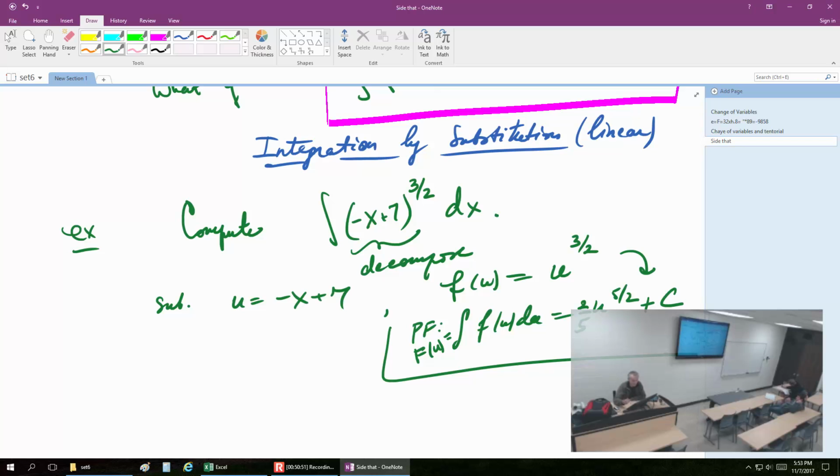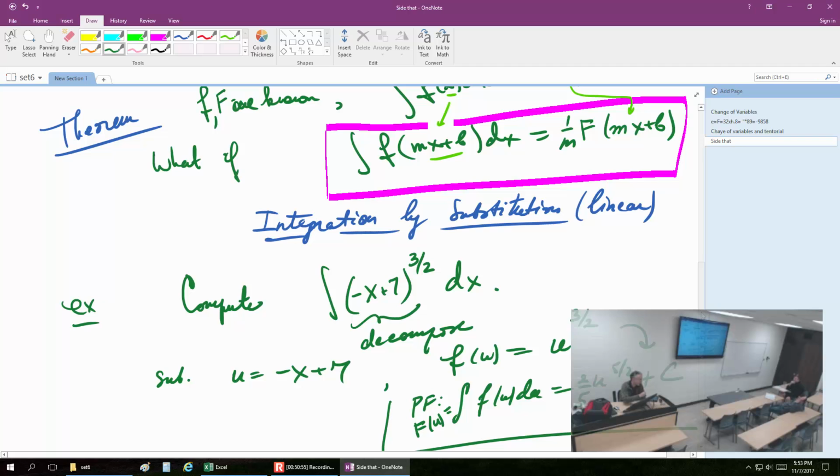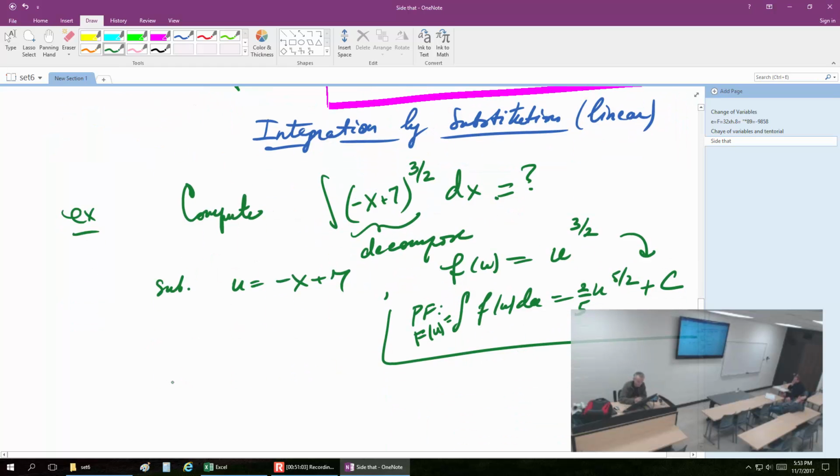And then the question becomes, what effect does the substitution have on the integral that we actually care about right here? Okay, so want to tell me the answer?